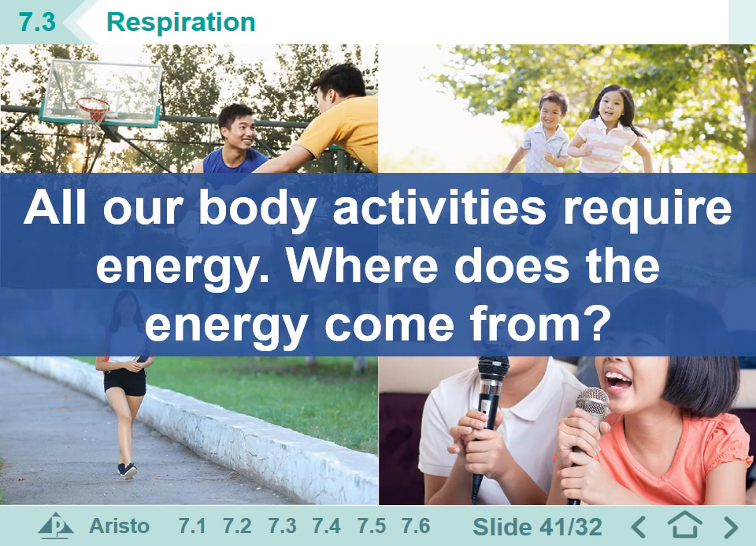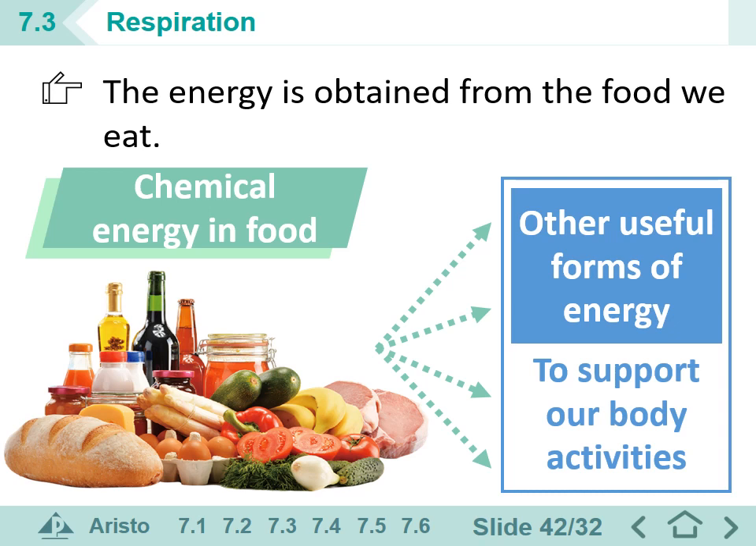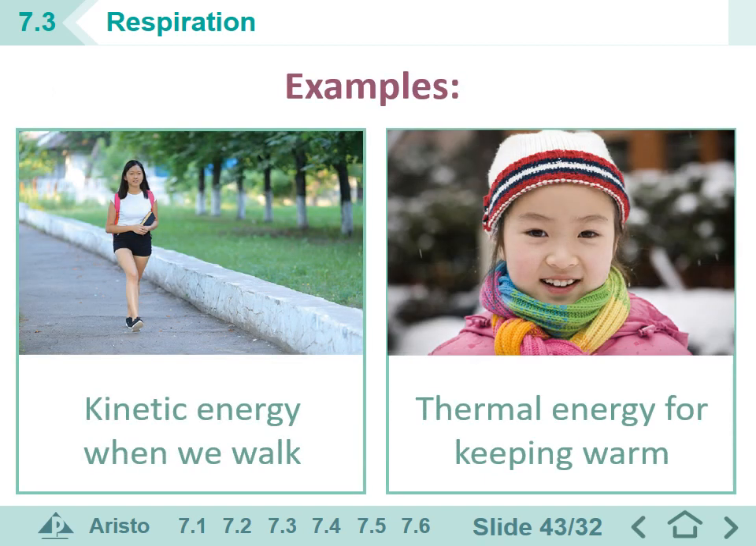All our body activities require energy. So where does the energy come from? The energy is obtained from the food we eat. Of course, we eat every day, right? There is chemical energy in the food, and then it becomes other useful forms of energy to support our body. For example, when we walk or jump, we use kinetic energy. Our temperature is always kept at around 37 degrees Celsius, so we need to keep producing thermal energy.